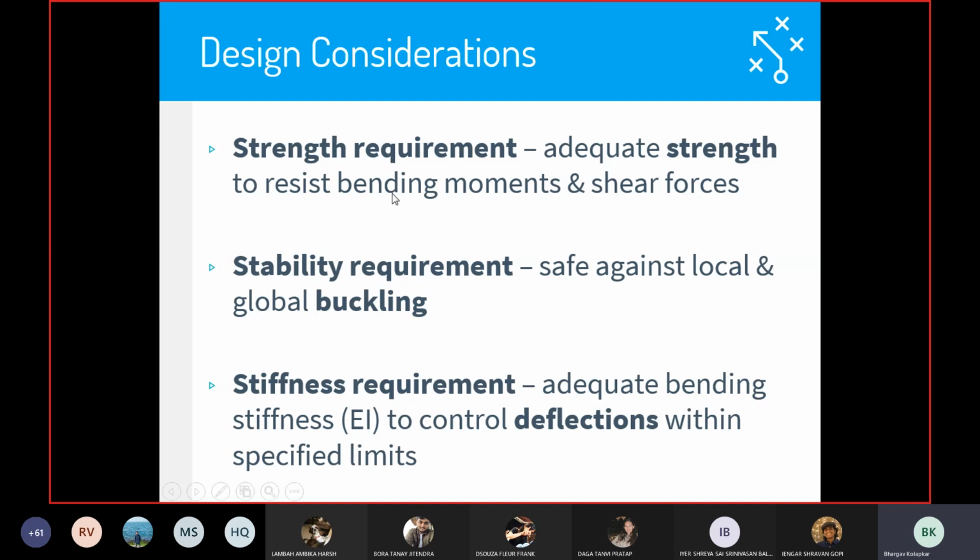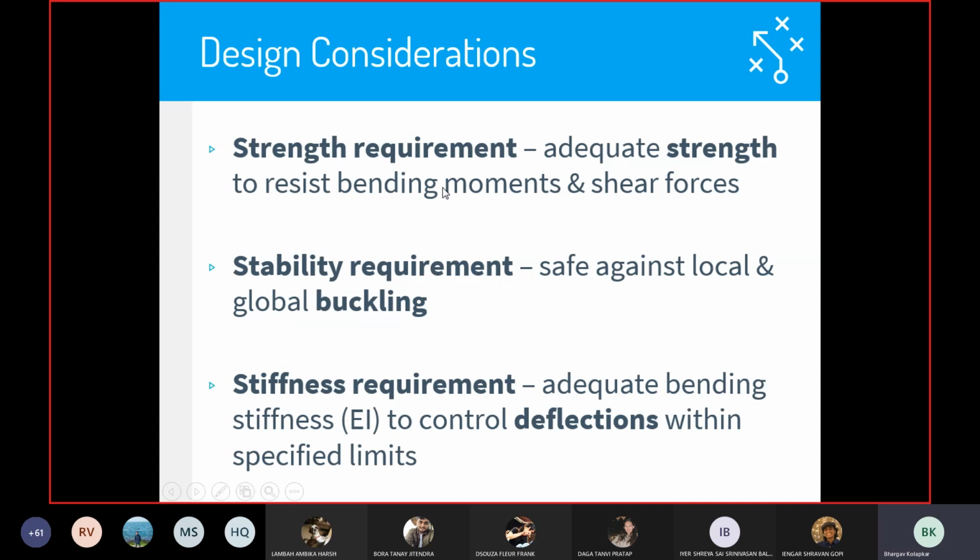The first thing is, design the section or select the section in such a way that it has adequate strength to resist bending moments and shear forces. Now, just before some time, we designed a compressive member. So we designed it in such a way that it had adequate capacity or adequate strength to resist axial forces. Here, it should have adequate strength to resist bending moment.